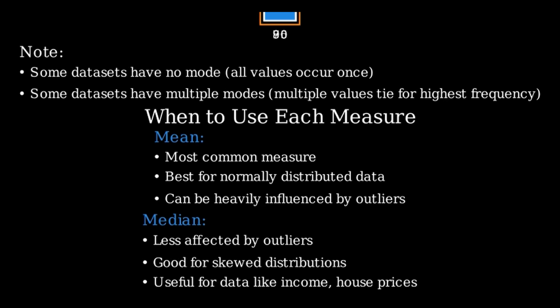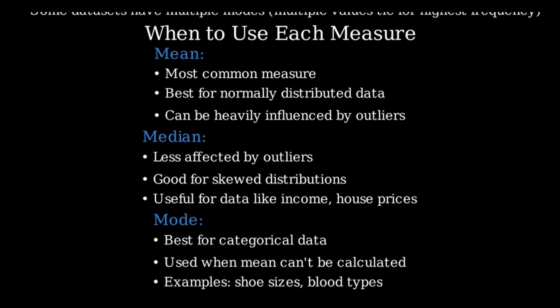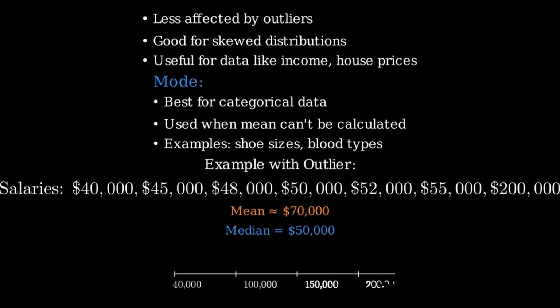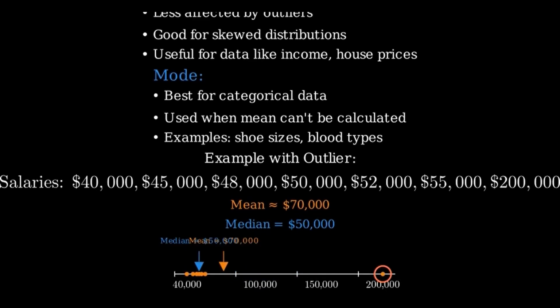Let's see an example with outliers. Consider these 7 salaries: $40,000, $45,000, $48,000, $50,000, $52,000, $55,000, and $200,000. The mean is greatly affected by the $200,000 outlier, giving us about $70,000, while the median of $50,000 gives a better representation of the typical salary. Now, let's move on to measures of dispersion, which tell us how spread out our data is. While central tendency tells us about typical values, dispersion tells us how varied or spread out the values are.